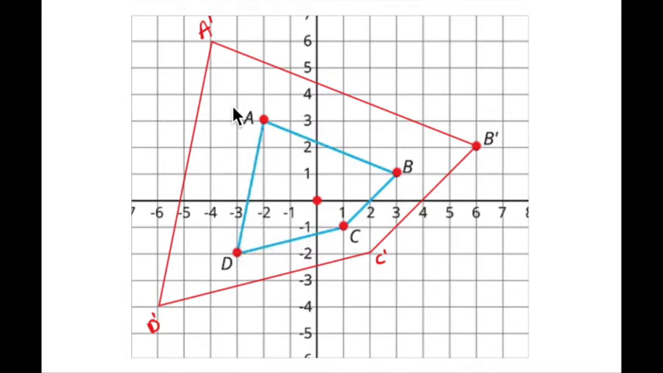But the angles, what about the angles? The angles are always congruent. So all of these angles are equal. They're the same size. So this angle right here is the same size as this angle that is at C prime. All right, this is problem number 1.